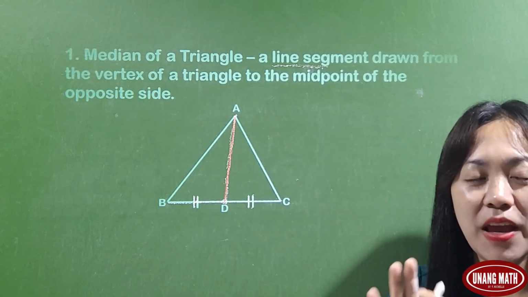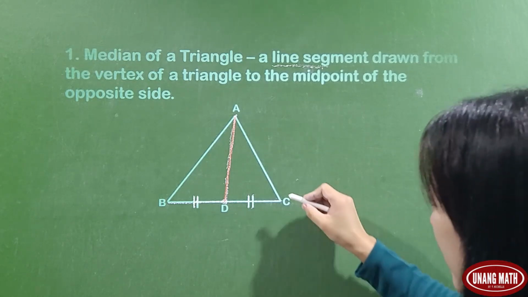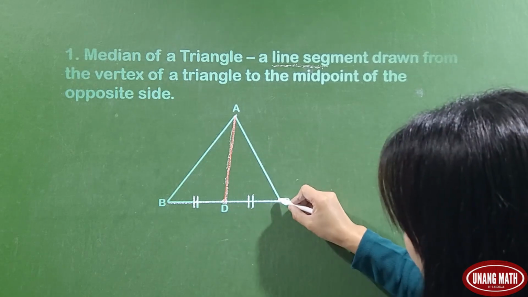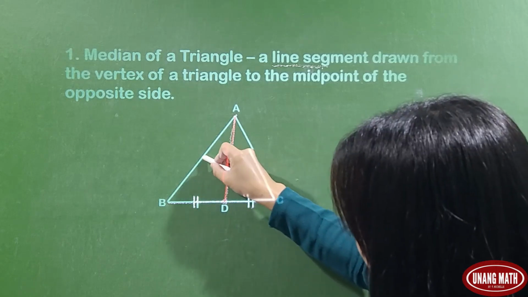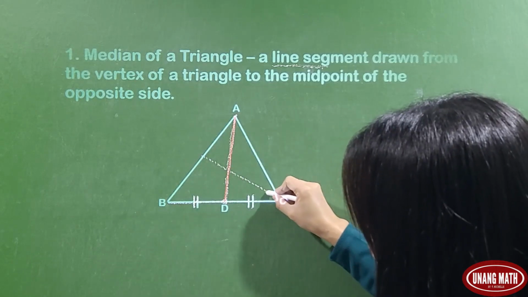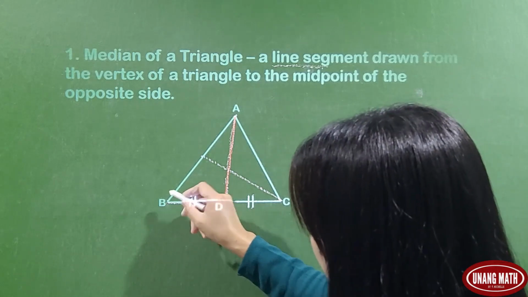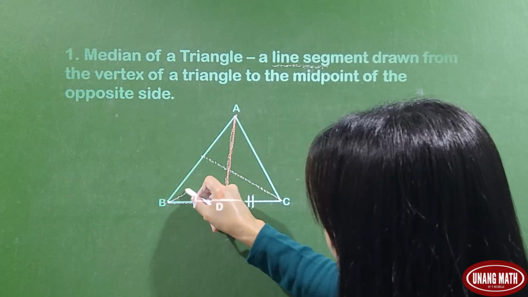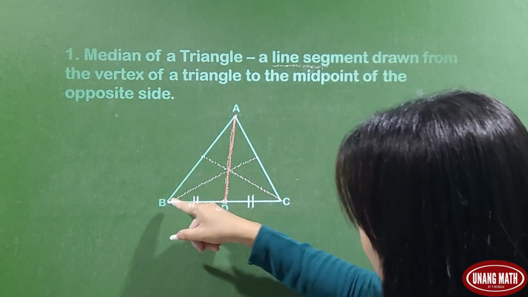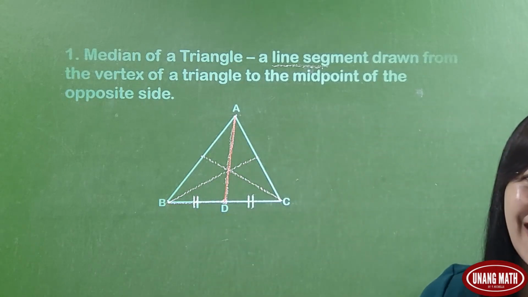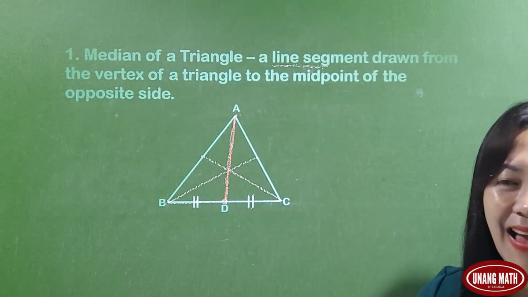A triangle has three vertices. It means there are three medians. This is another vertex of this triangle. So, draw a line segment to the midpoint of the opposite side. Then this is another median. What about here? This is a vertex. And if we are going to draw a line segment to the midpoint of the opposite side, we have this third median.